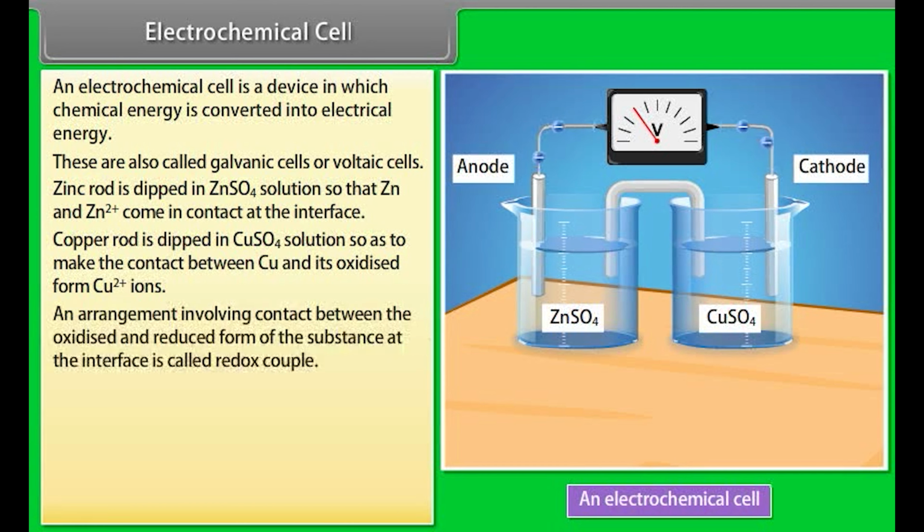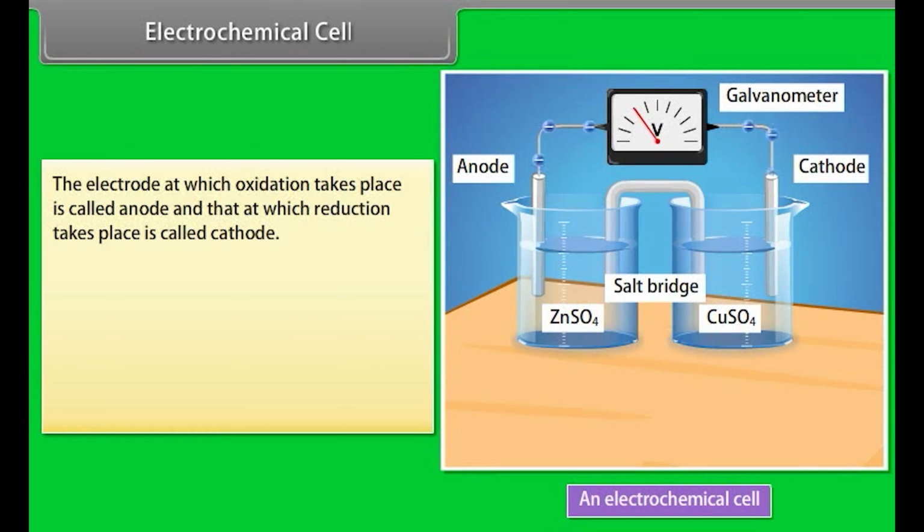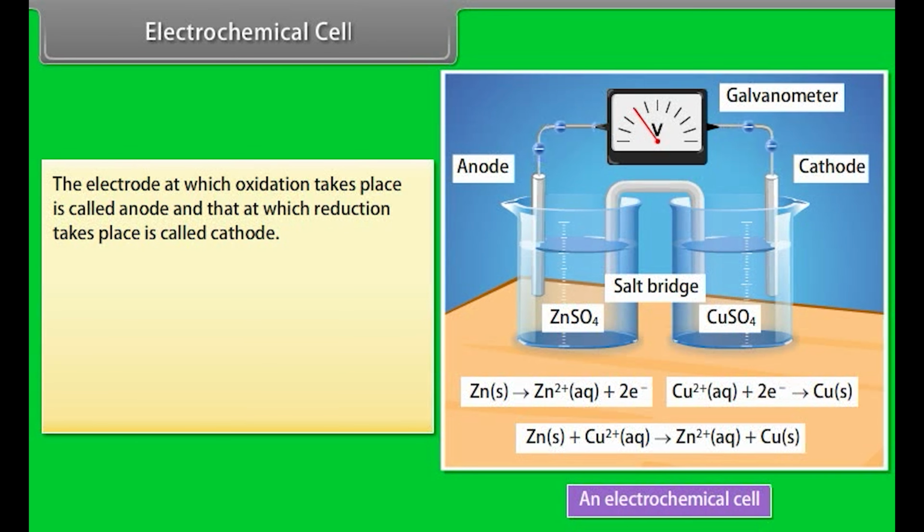An arrangement involving contact between the oxidized and reduced form of the substance at the interface is called a redox couple. The two metal rods act as electrodes and are connected by a conducting wire through a galvanometer. The two solutions are joined by an inverted U-tube known as a salt bridge. The U-tube is filled with an aqueous solution of some electrolyte. The electrode at which oxidation takes place is called the anode, and that at which reduction takes place is called the cathode.